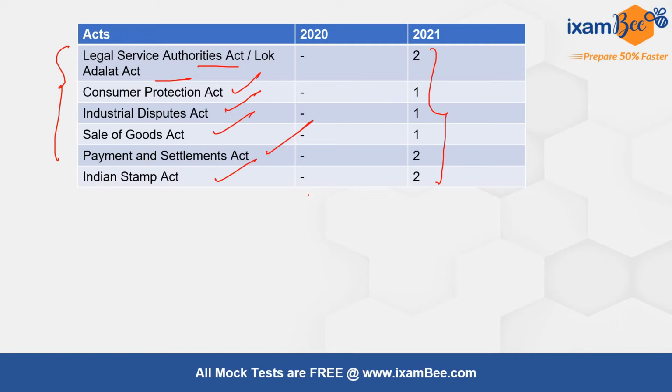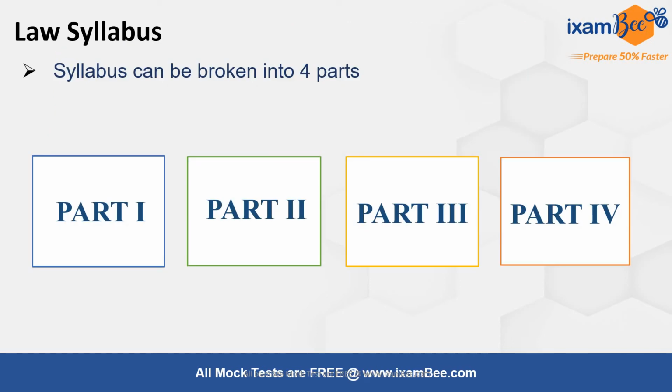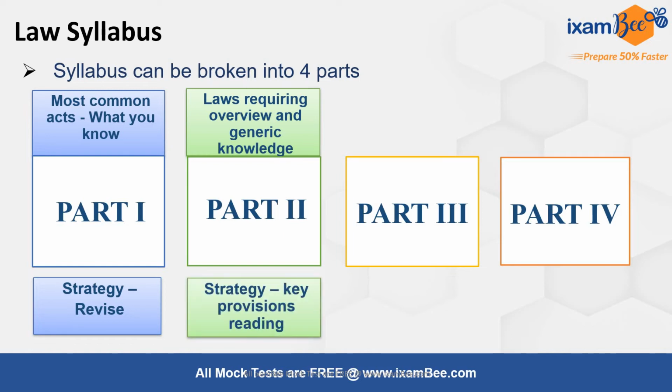As there is no defined syllabus, it is very difficult to give a comprehensive list of all the acts from which we can expect questions. Whatever list of acts we discuss will be indicative and not exhaustive. So here we can divide the law syllabus into 4 parts. Part 1 consists of the most common acts which you already know, and the strategy is to revise and read the important sections. Part 2 consists of laws requiring overview and generic knowledge. Again, here key provision reading is the strategy.